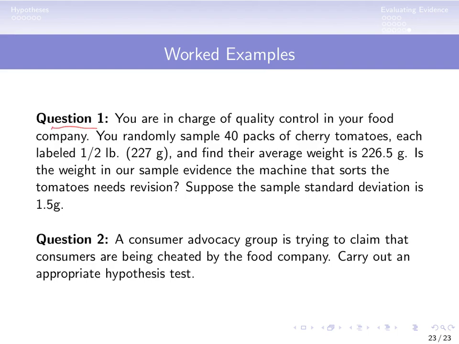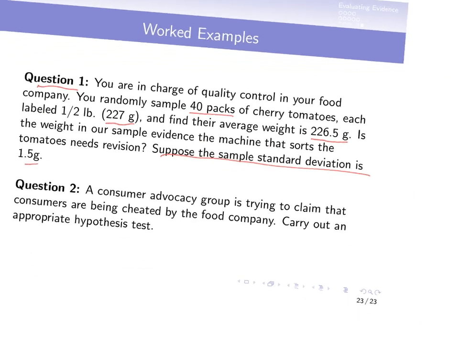Again, we're going back to the cherry tomato packs example. We randomly sample 40 packs, each supposed to weigh 227 grams, and we find that the average of the 40 packs is 226.5 grams. Is the weight in our sample evidence that the machine is not working right at giving an average of 227? Let's suppose the sample standard deviation is 1.5 grams. So we'll work on this question here.